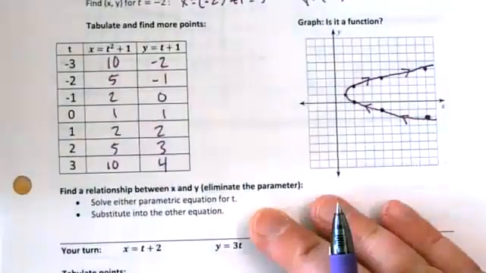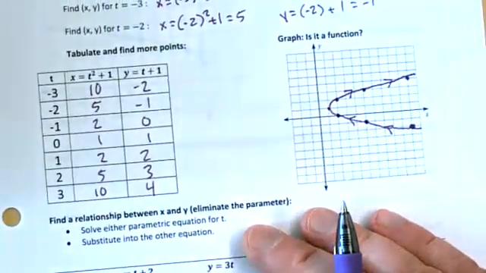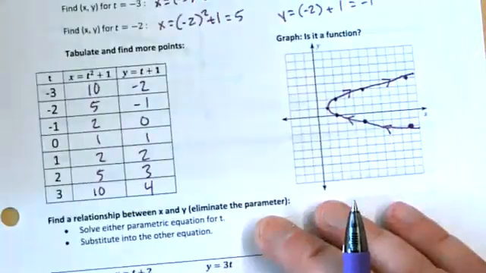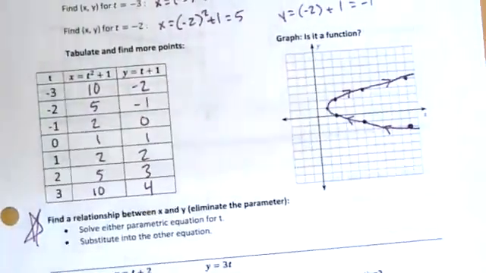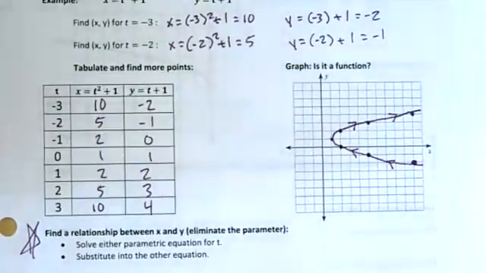You guys ready to really pay close attention on this? I remember last year on the test, there's one question where we eliminate the parameter, and a lot of people really struggle with this. So put a star next to this. Make sure you come back and review this before our test. All right, so the steps are right there.